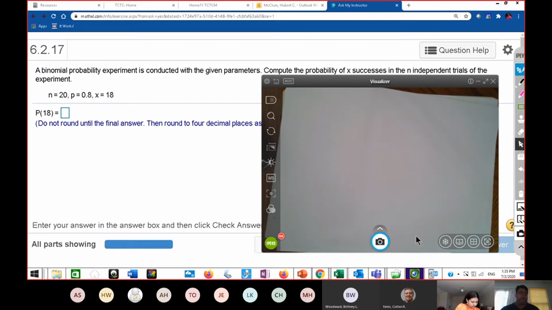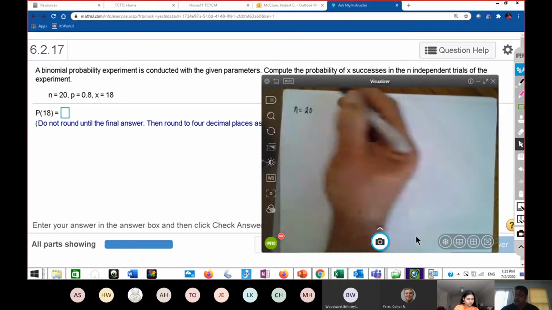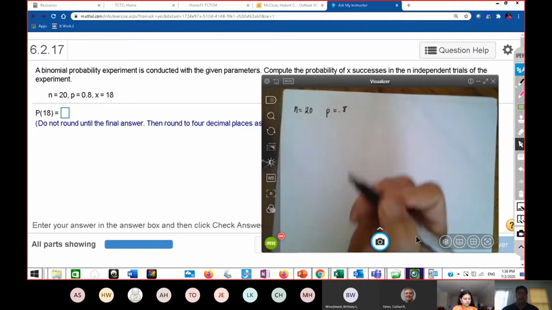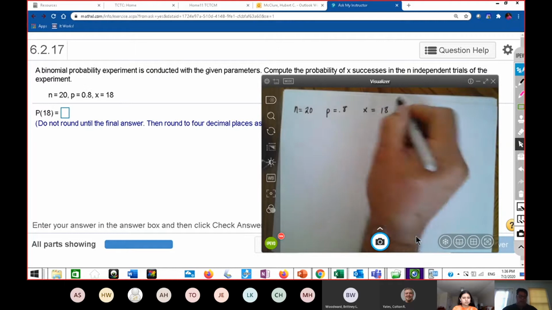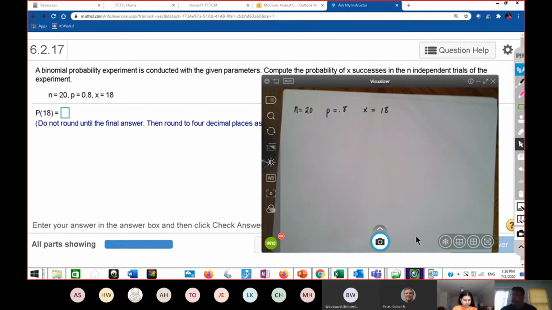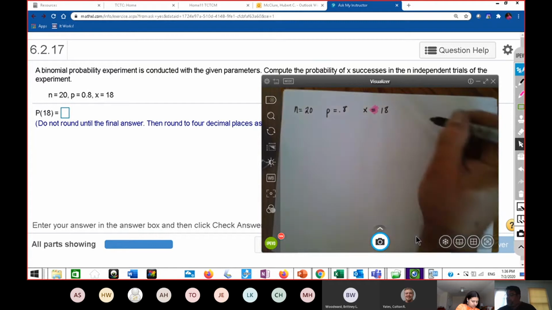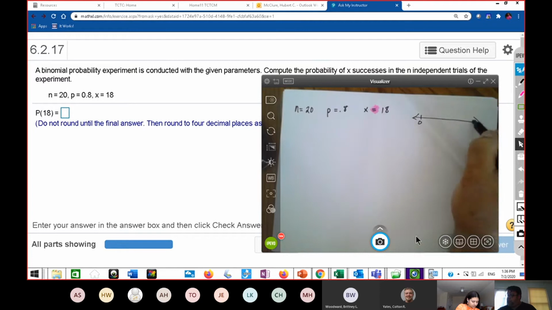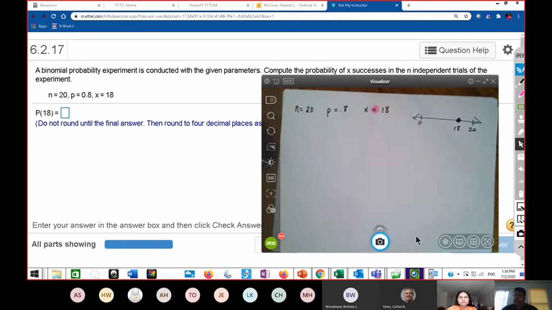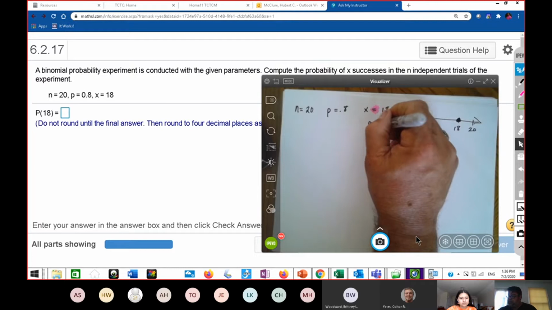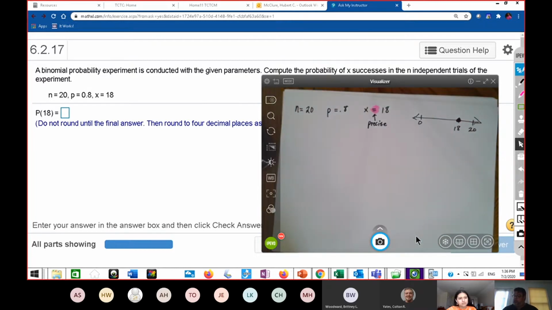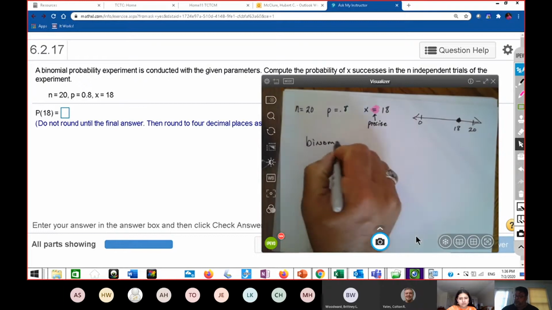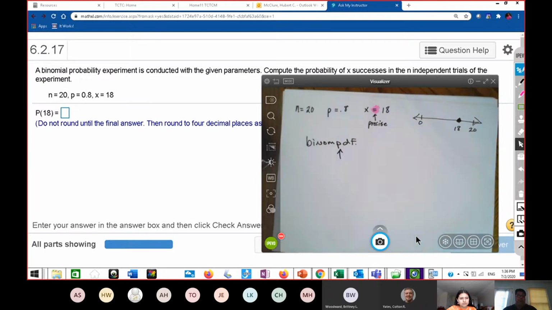n is equal to 20. And we went over this in class. p is equal to 0.8, and x is equal to 18. Now I'm going to take my highlighter and put a highlight on this. Why? Because if you're looking at a number line, 0 to 20, and here's 18, do I want to go up or down, or do I just want to know what 18 is? Equals means I just want to know what 18 is. So it's precise. I'm going to use binomial PDF, and PDF stands for precise.